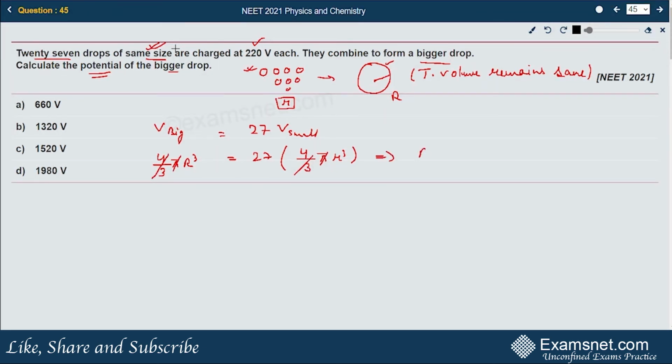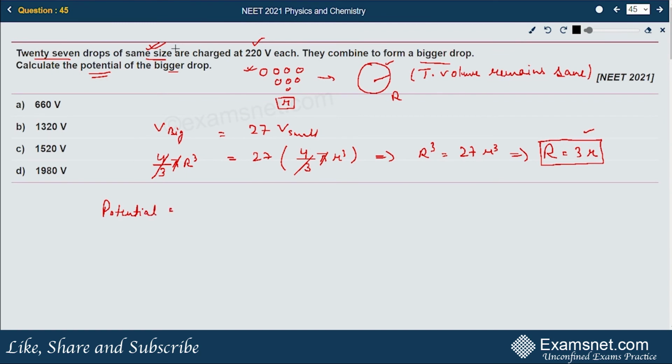What is left? Capital R cube equals 27 into small r cube. Now if we find the cube root, we will get capital R equal to 3 into small r. That means the radius of the bigger drop is 3 times the radius of the small drop. Now, potential. What is the formula for potential?